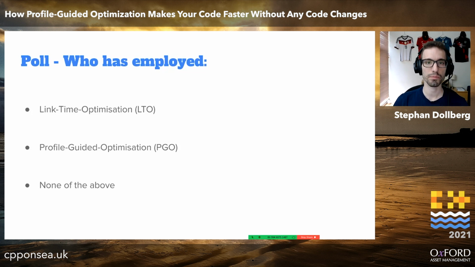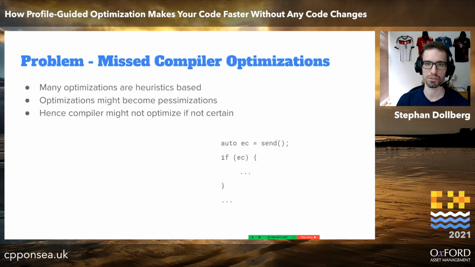Cool. So first, I want to describe the problem that PGO is trying to solve. If you have an optimizing compiler, and that's basically all the major compilers like GCC, Clang, MSVC, then the compiler does optimizations, right? But very often the compiler is in the situation where it maybe cannot do an optimization because it's not entirely sure about something.